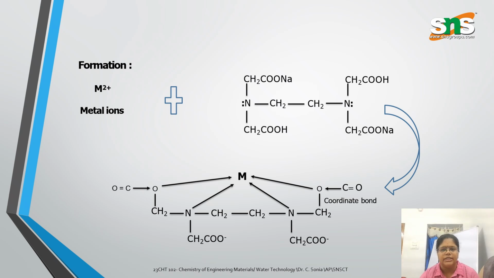So you can see the formation of the complex of the metal ions with the EDTA in this reaction. You have the metal ions of 2 plus valency. When it reacts with the ethylene diamine tetraacetic acid, it forms a coordination bond with the metal. So there's a complex formation of the metal.